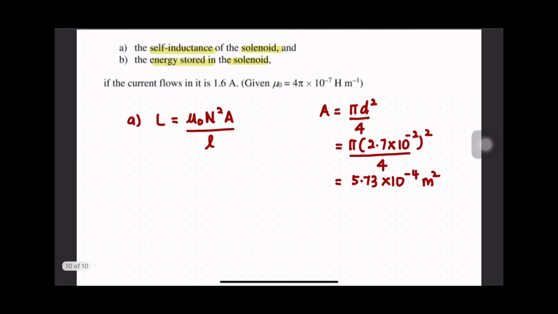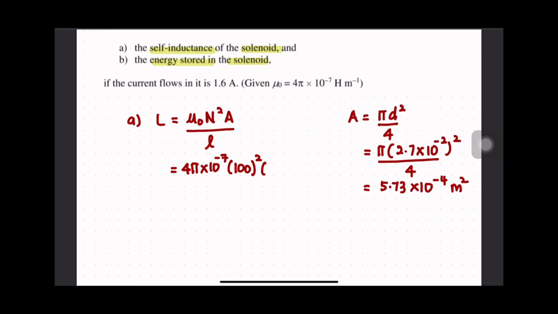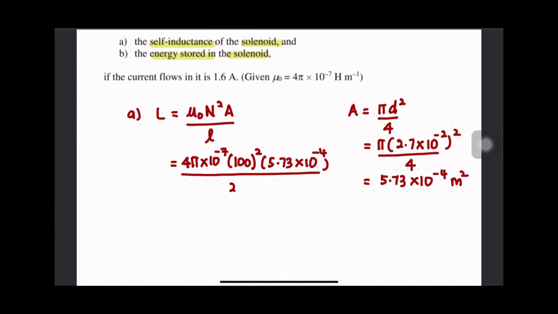Okay, so substitute the value in this formula. So mu naught is 4 pi times 10 to the power of negative 7, N is 100 turns, power of 2, area is 5.73 times 10 to the power of negative 4, and then divided by length. Length is 25 cm, 25 times 10 to the power of negative 2. Semua kena tukar SI unit tau. Okay, jadi awak akan dapat 2.88 times 10 to the power of negative 5 Henry.